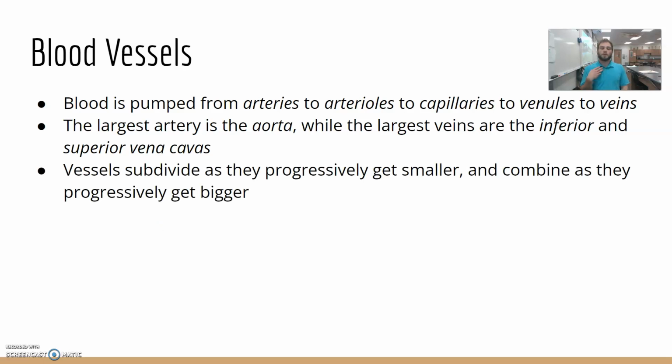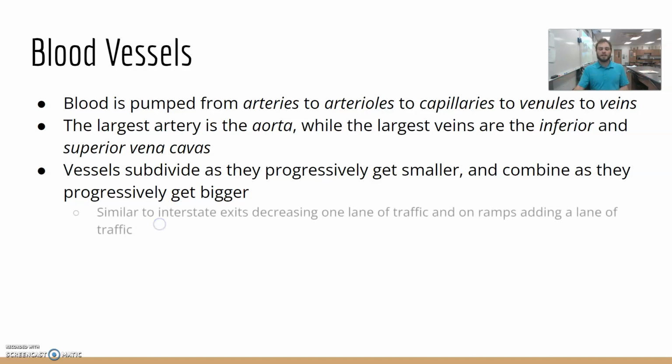But as those blood vessels are leaving the heart and going to deliver blood wherever they're headed to, they're going to progressively get smaller. So going from arteries to arterioles to capillaries, they're getting very, very small. So you just have these branches coming off like lanes of a highway leaving and making the main road smaller as each lane is leaving. And then the opposite is going to happen as it's returning back to the heart, from capillaries to venules to veins. They're going to be adding lanes to that highway, and they're going to progressively get bigger.